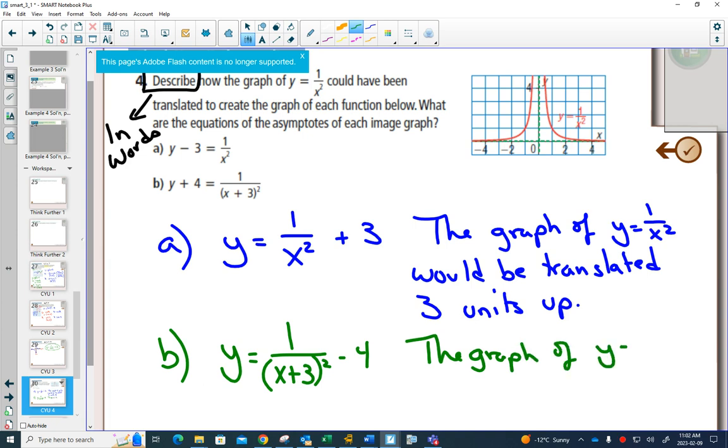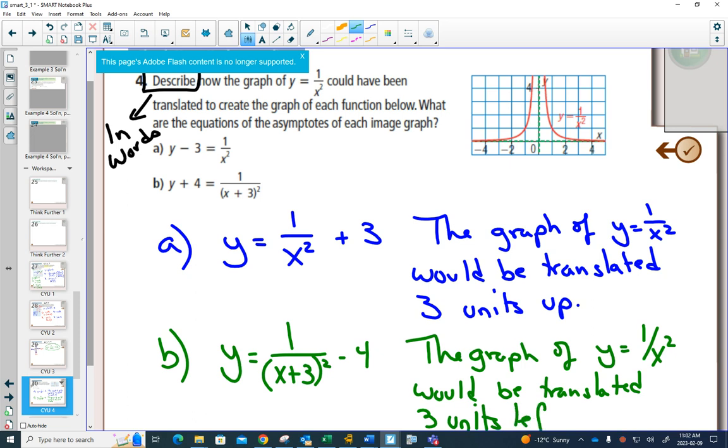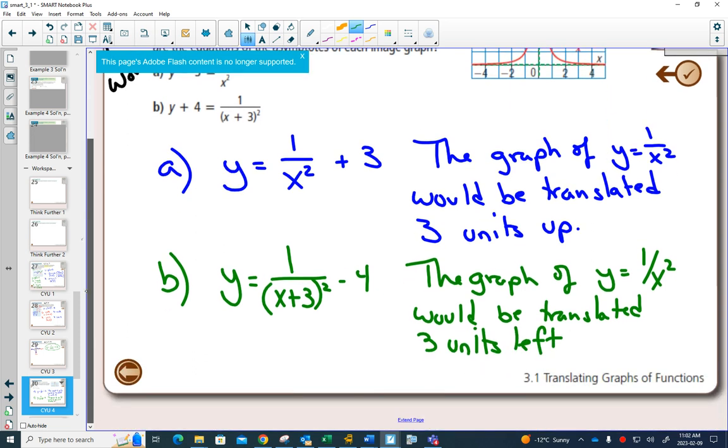The graph of y equals 1 over x squared would be translated three units left and 4 units down. And this is all that's required for describing something in words.